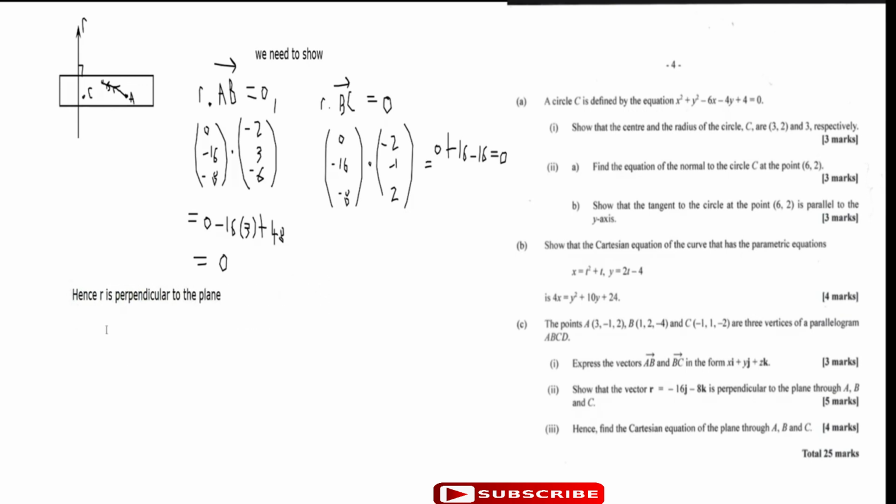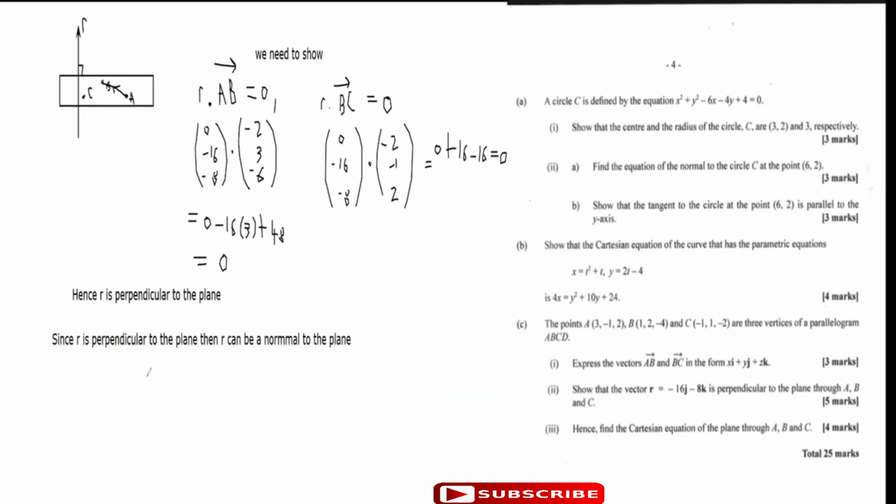Next thing it asks now is to hence find the Cartesian equation of the plane. Now, in order to do this, in order to find the vector equation first, we need a normal. Now, since R is perpendicular to the plane, then R can be a normal to the plane.